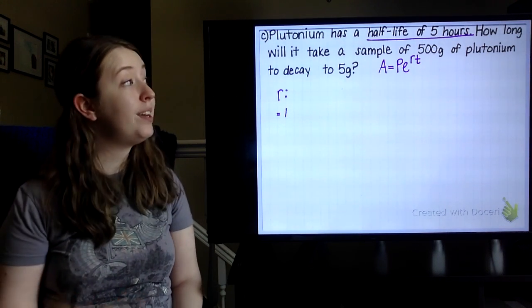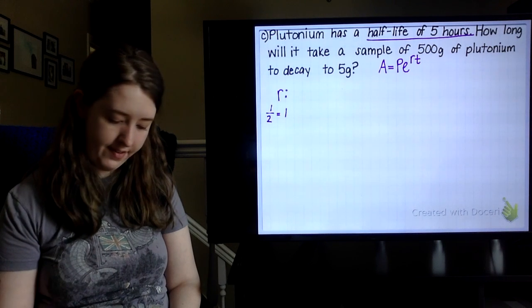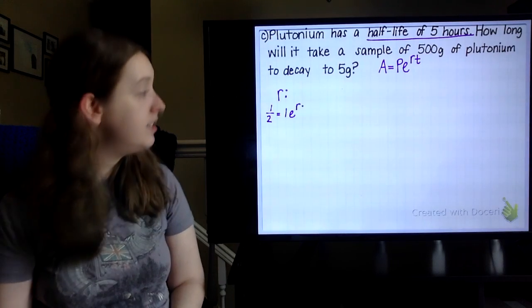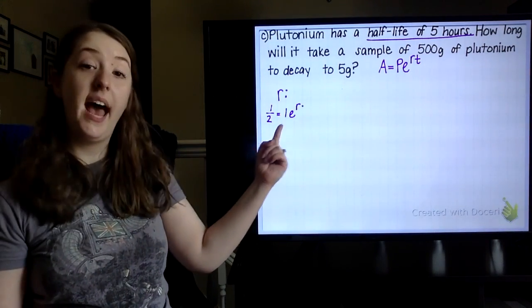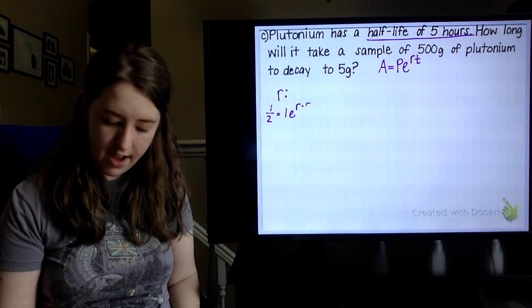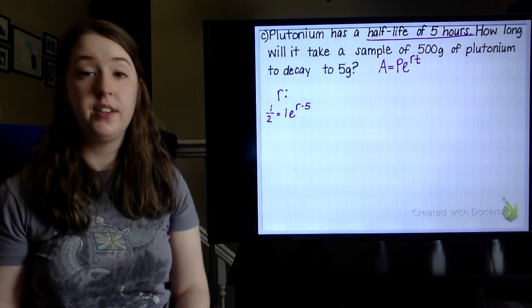We know we are going to have half of that sample, so A will be 1/2. e to the r, we don't know what the rate is, times t, and we have half of this after 5 hours, so I'm going to put 5 in for t. So now we'll go through and start solving.